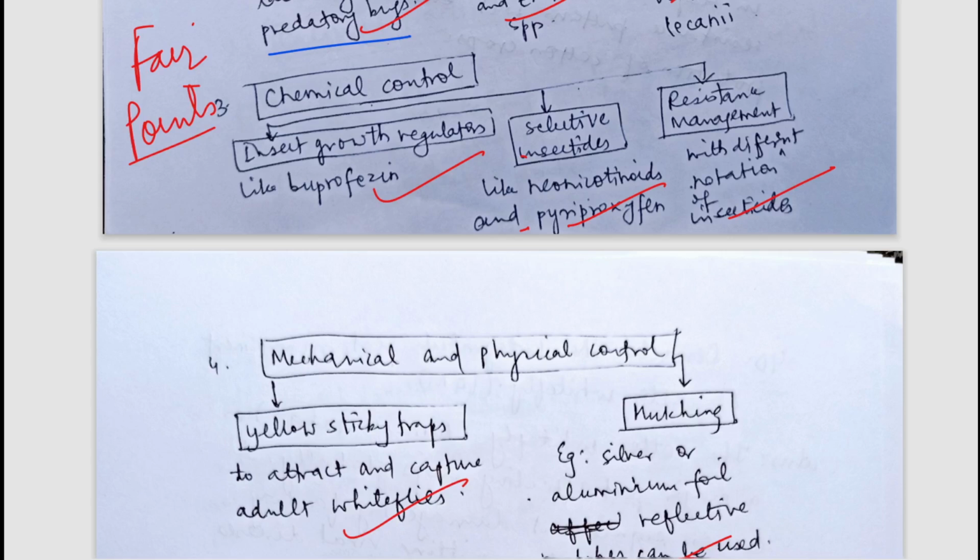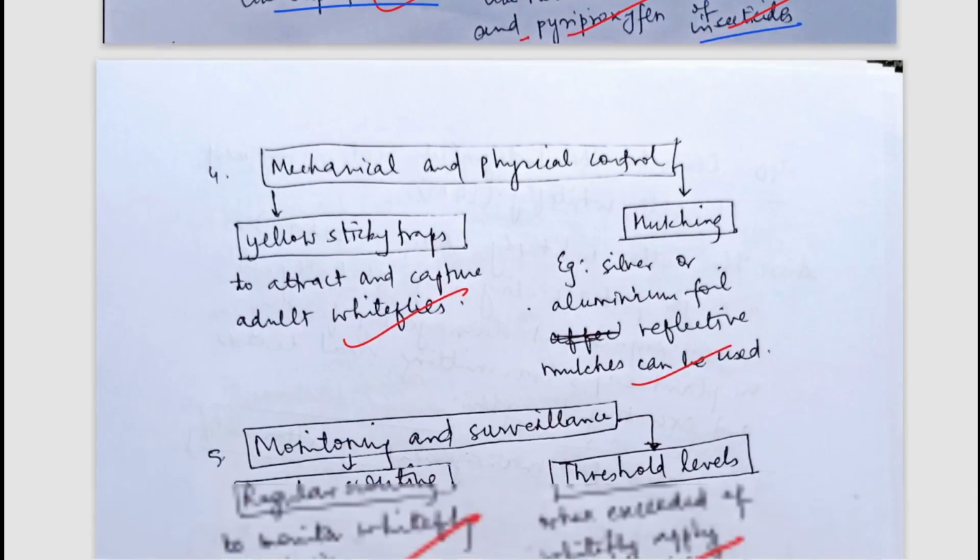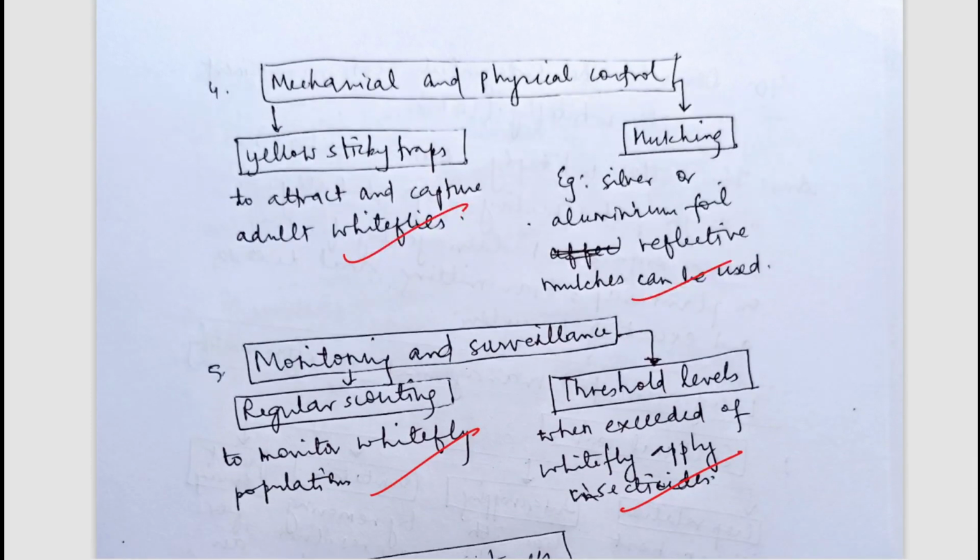For chemical control, we can use certain chemicals such as growth regulators such as buprofezin. We can use selective insecticides, and other resistance management techniques with rotation of insecticides can be done. Mixing of insecticides can be done. Mechanical and physical control have been mentioned, such as use of yellow sticky traps. What do these traps do? They attract and capture the whiteflies. Pheromone traps can be used.